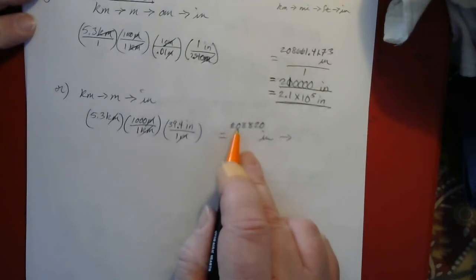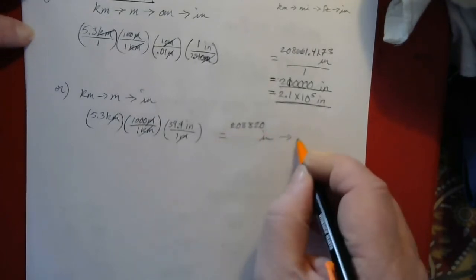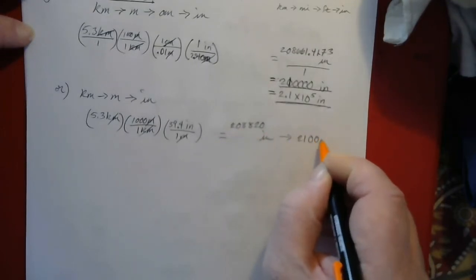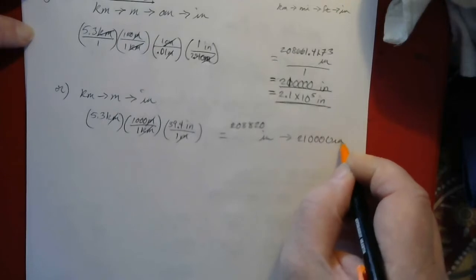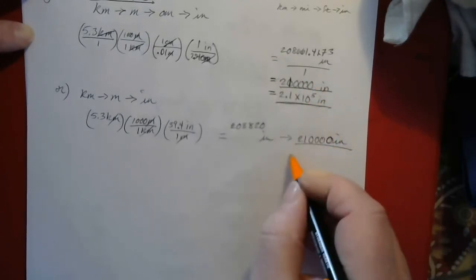So again, the 2 and the 0 can stay. Everything from the first 8 onward has to go. Since the first digit we're dropping is an 8, that means the 0 has to become a 1. And look what happens. We end up with 210,000 inches again, just like we did before.